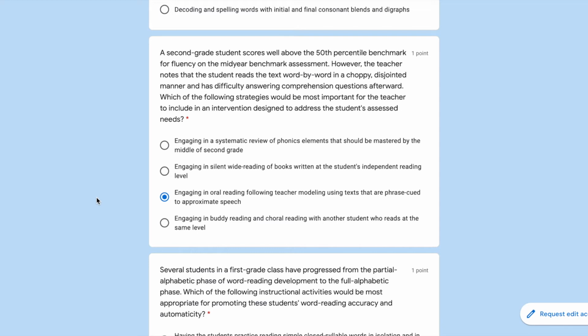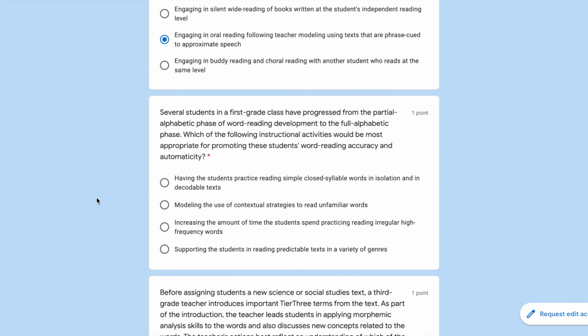Now, in order to scaffold this smoother type of reading, the teacher can provide a scaffold in which the phrases in a section of the text represent speech-like phrasing. So that's what you're going to want to do as the teacher in order to help a student who is reading with this choppy style. Let's go on to the next question.